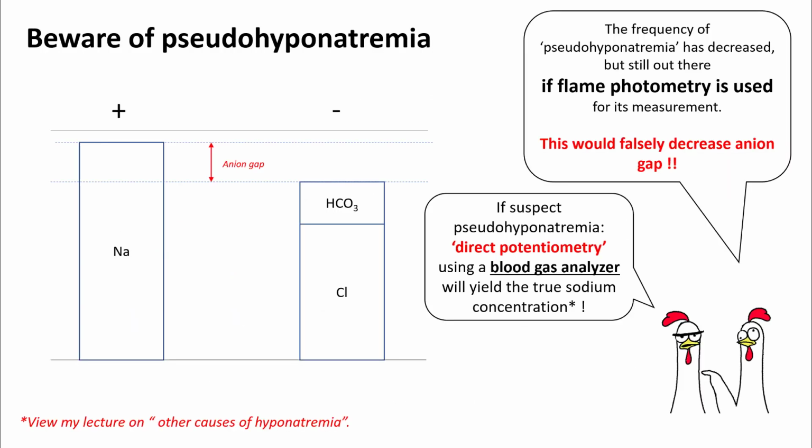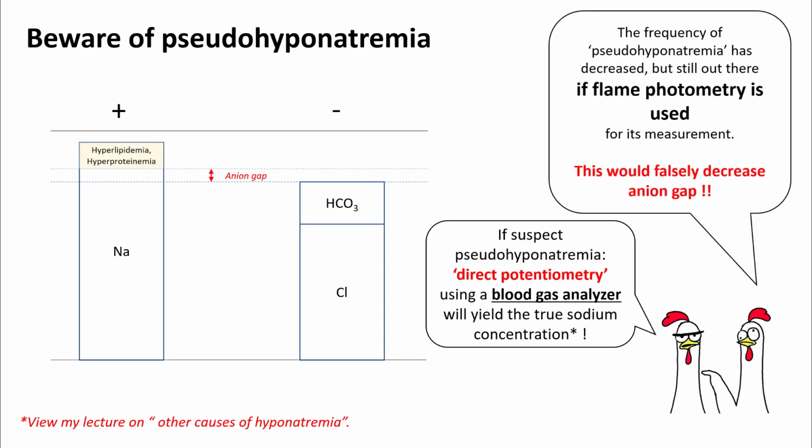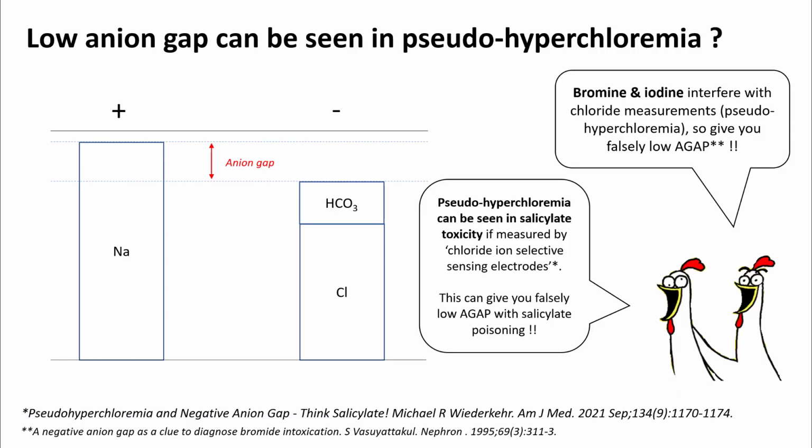If your lab uses flame photometry, you may not be able to catch pseudohyponatremia in patients with hyperlipidemia or hyperproteinemia, and this would falsely decrease anion gap. So if you suspect this, use your blood gas analyzer, which uses direct potentiometry and will give you more accurate values. Low anion gap can also be seen in pseudohyperchloremia, and the common cause for this used to be bromine and iodine overdoses, and these can interfere with the chloride measurements. Recently, pseudohyperchloremia can also be seen in salicylate toxicity if measured by chloride ion sensitive sensing electrode, and this can give you falsely low anion gap with salicylate poisoning as well.